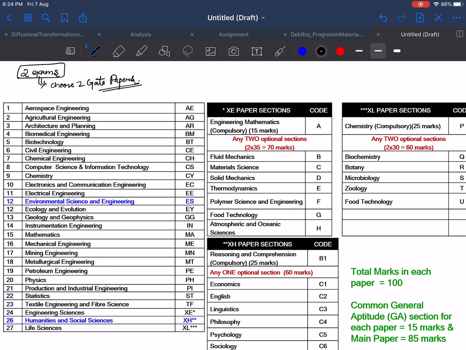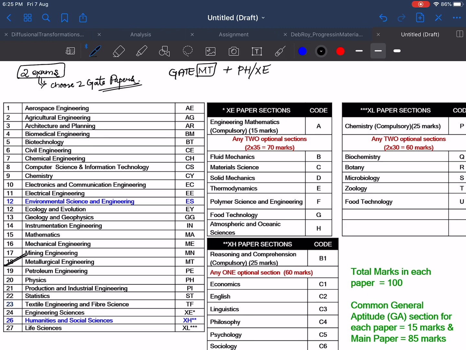Now, is there any restriction for that? Yes, you have a restriction. For our purpose, here you can see metallurgical engineering. So if you are choosing GATE MT, then in combination with the metallurgy GATE paper, you can take either physics, that is PH, or XE.